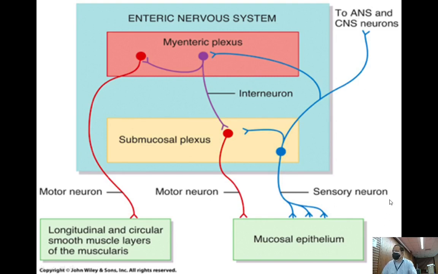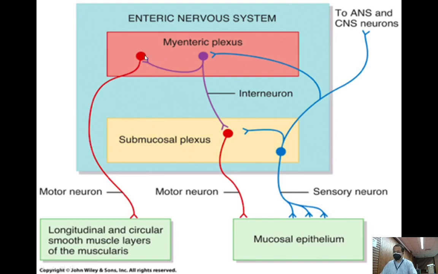We have sensory neurons and motor neurons. The sensory neurons take the information that they gather from the mucosal epithelium not only to the central nervous system or autonomic nervous system, but also locally to the myenteric plexus. So this is a kind of local nervous system. You can only have one central nervous system, so this is a local nervous system. That's why we call it the enteric nervous system.